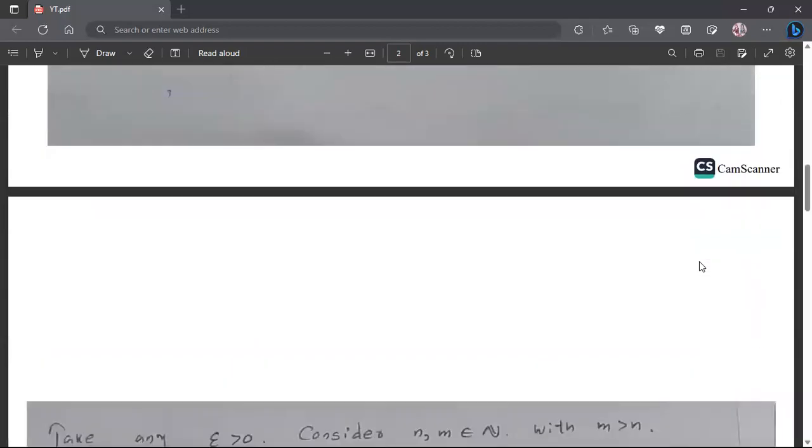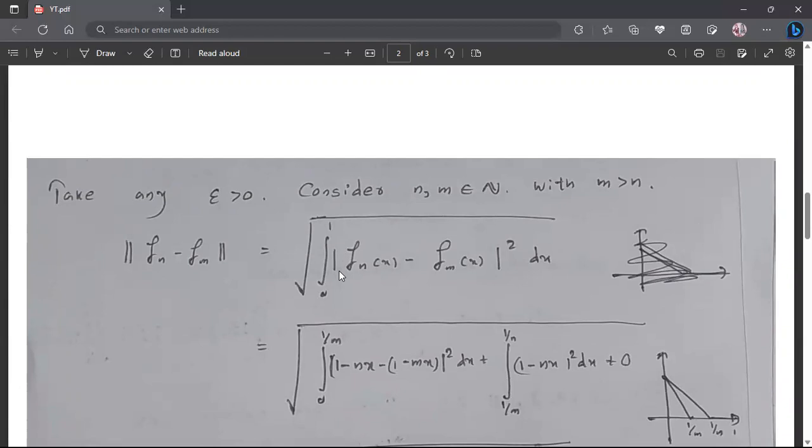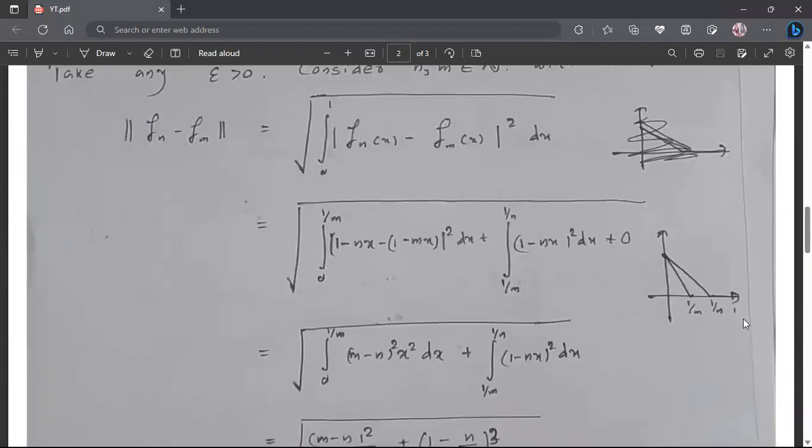Here's the definition: the square root of the integral of the absolute value of the difference between fn(x) and fm(x), squared, over the interval 0 to 1. Here is the graphical interpretation of the two functions. This is fm(x) and this is fn(x). So we divide this full integral into 3 separate cases: first the integral from 0 to 1 over m, then 1 over m to 1 over n, then the last integral from 1 over n to 1. In this last integral we simply get 0, that's why I put 0 here.